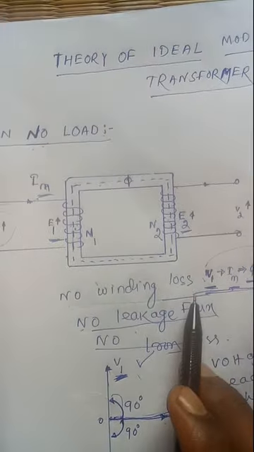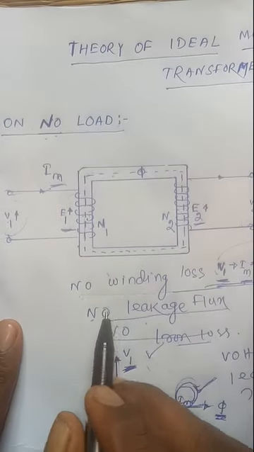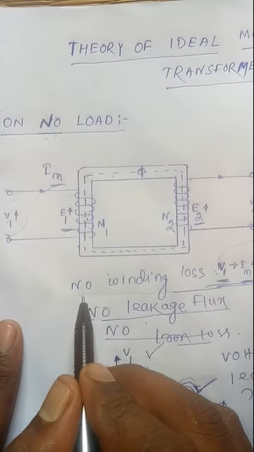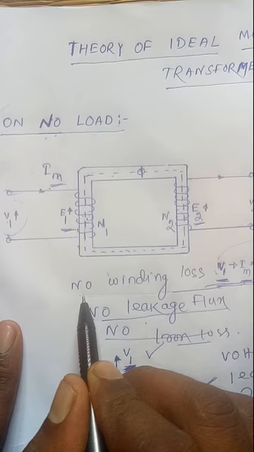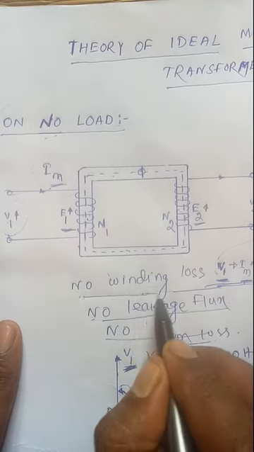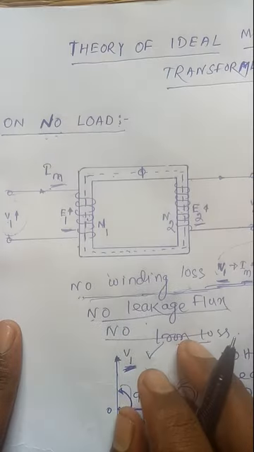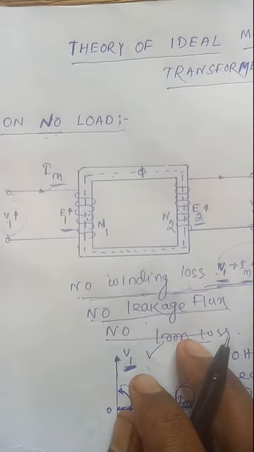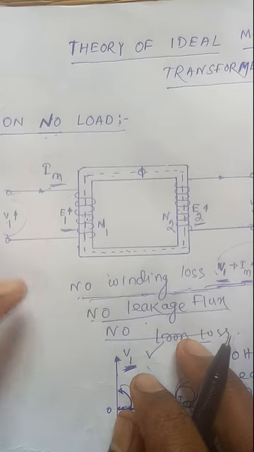An ideal transformer has the following properties. There are certain properties which decide that the transformer is an ideal one. First, there are no winding losses. Winding losses means the copper losses. When current flows through the winding, it produces the I square R loss. So no winding losses means no I square R loss.